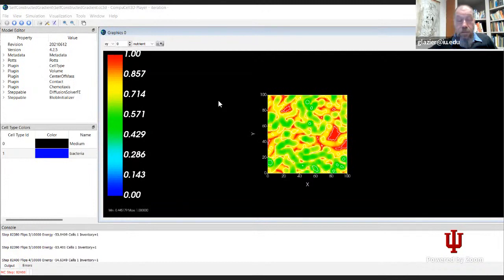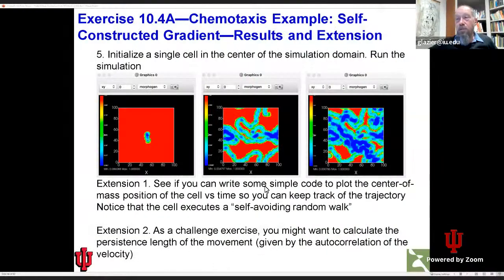So I'd like to, maybe that's the place to end for today. I'll just say that if you're interested, I had thought of some exercises, as I say. One would be to write a little extension to plot the center of mass position of the cell. And then if you're really ambitious, you could look up what the definition of persistence length is and see how you can calculate it from the trajectory. That's work. That's real work. It's not terrible, but it's real work. Okay. So that's where we'll stop for today.